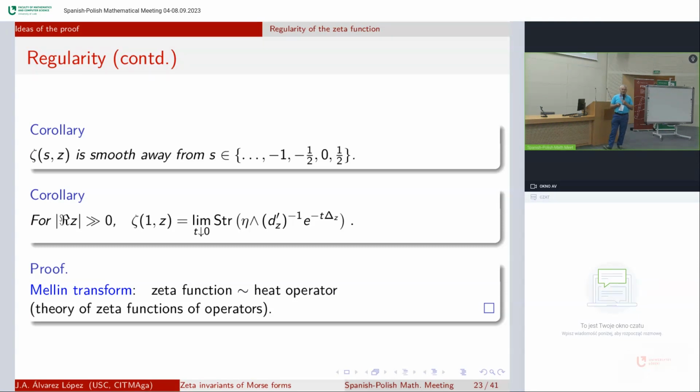And when the real part of the parameter is large enough, then it has the desired expression, the stated expression in the theorem. This is true because there is a relation between theta functions and heat operators in the general theory given by Mellin transform, and we apply that.